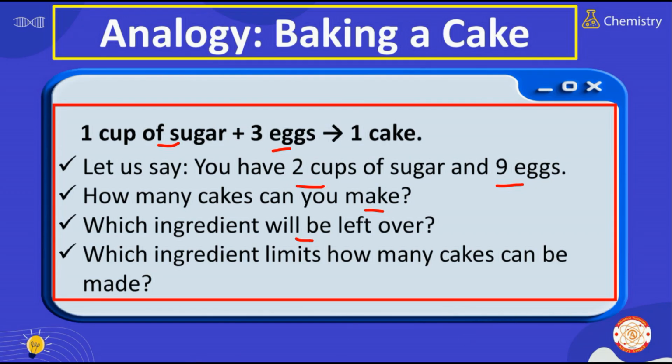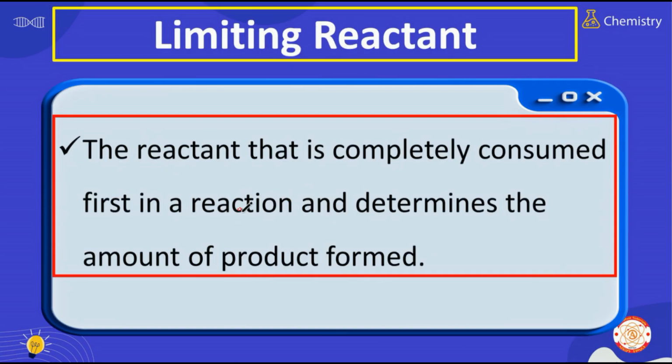Now, so limiting reactant is a reactant that is completely consumed first in a reaction. ቀድሞ የሚያልቀው ማለት ነው. And it determines the amount of product formed.